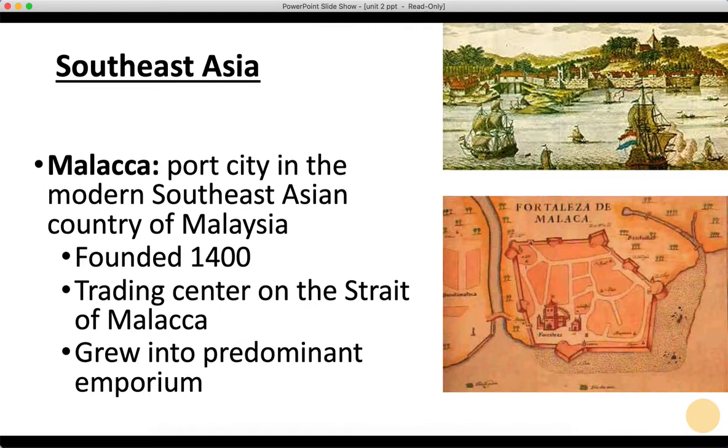In Southeast Asia, the big port city to know is going to be Malacca, which we've already talked about, the Strait of Malacca, right? It's a port city on the Malaysian peninsula. It's really going to be founded in 1400, really. And it's going to be a huge, predominant trading emporium that will be a crucial pinch point for trade going from the South China Sea to the Bay of Bengal and vice versa. To really get your goods from the Bay of Bengal to the South China Sea, you have to go through the Strait of Malacca and pay them for the privilege.